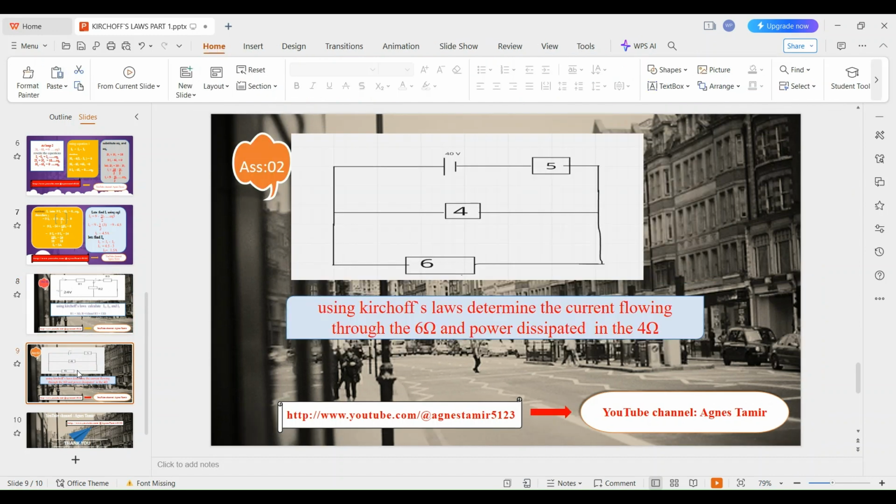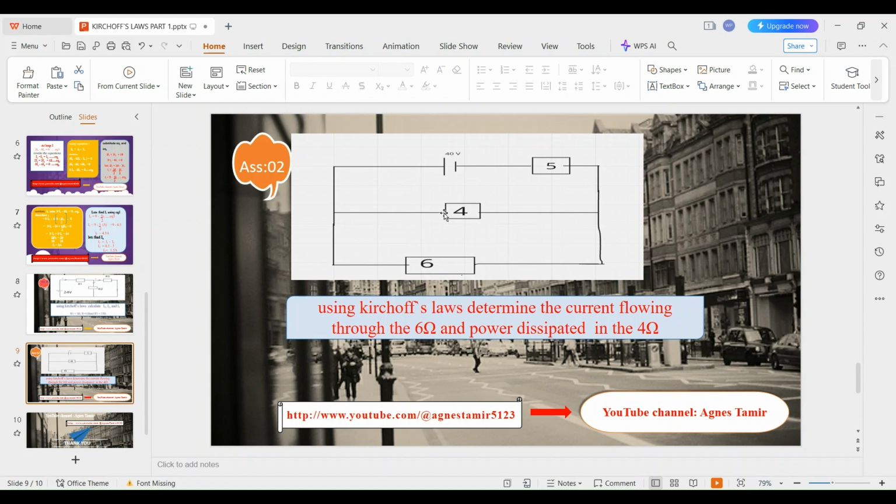Let's look at assignment number 2. Assignment number 2 says that using Kirchhoff's laws, determine the current flowing through the 6 ohm resistor and the power dissipated in the 4 ohm resistor. That tells you that you have to look for the currents flowing through the 5 ohm resistor, the 4 ohm resistor, and the 6 ohm resistor. Then after getting the current, you use the current flowing through the 4 ohm resistor to calculate power.